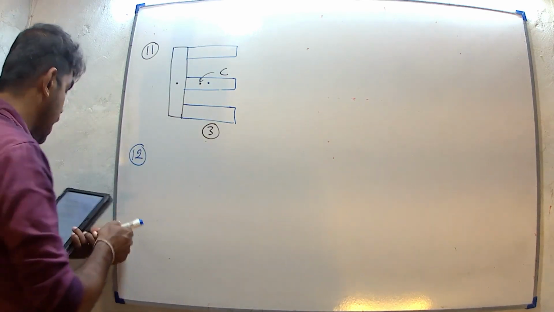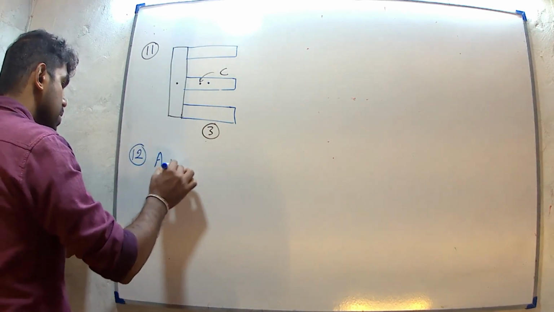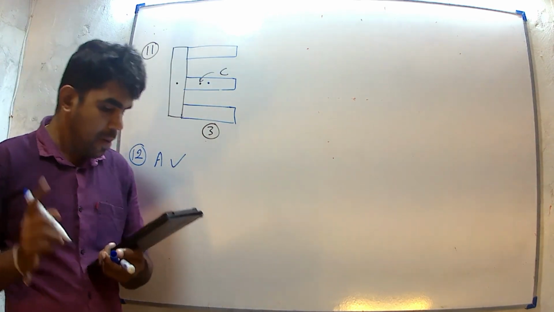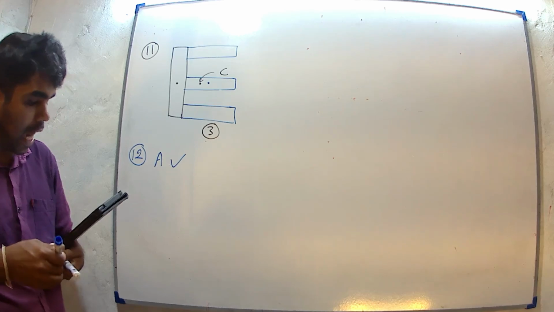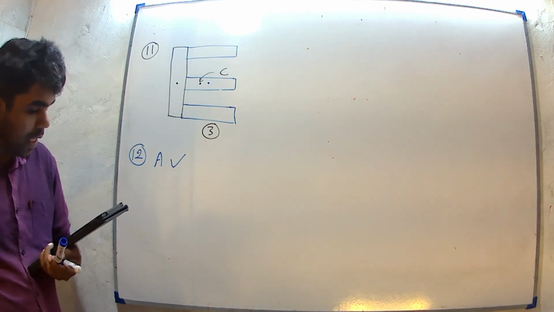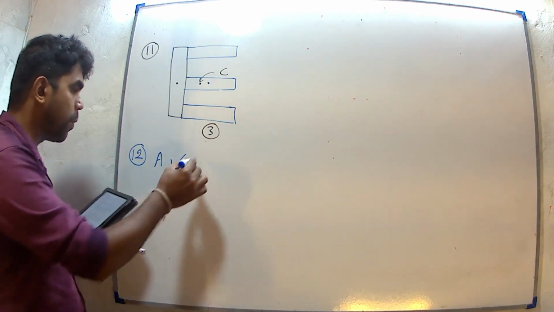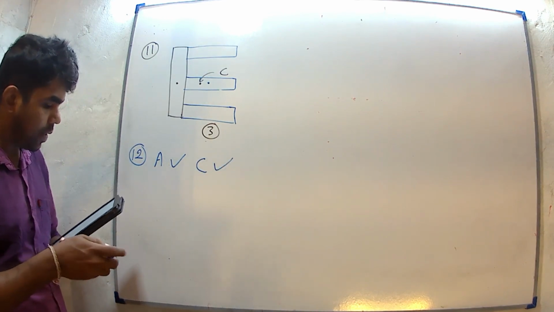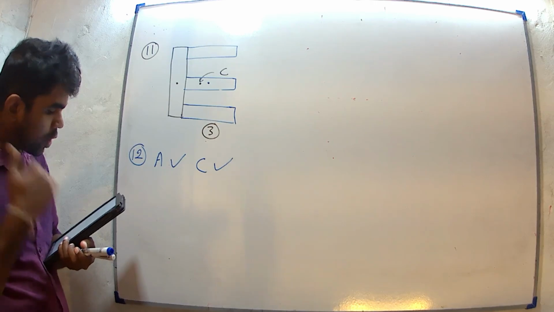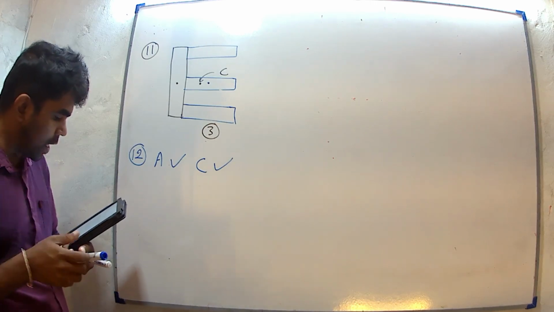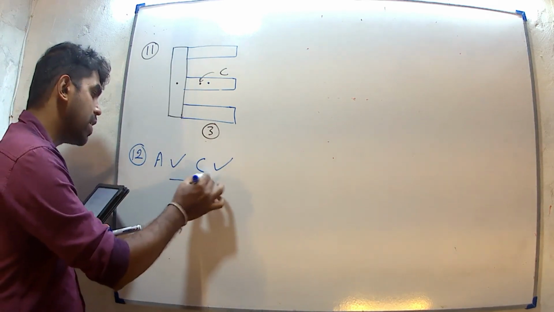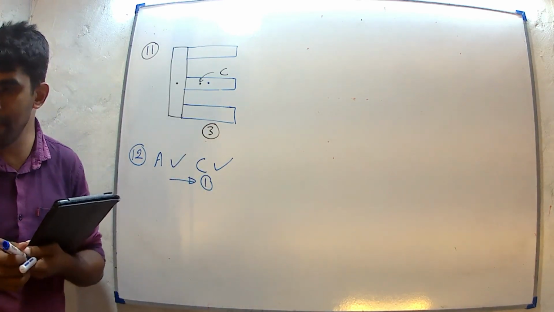A is correct. Center of gravity is below the pivot point. B is incorrect. It is in unstable equilibrium. C also correct. Pivot point is above the center of gravity. D also incorrect. It is a neutral equilibrium. Then A and C only. First one is the correct answer for question number 12.